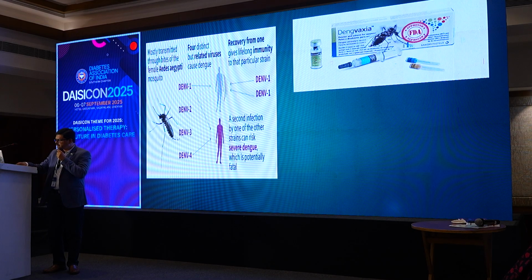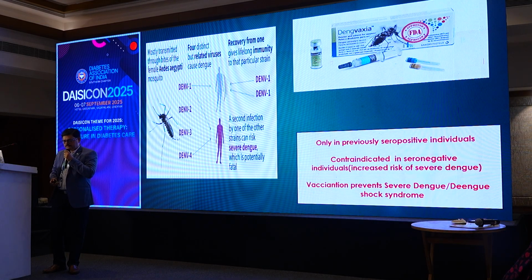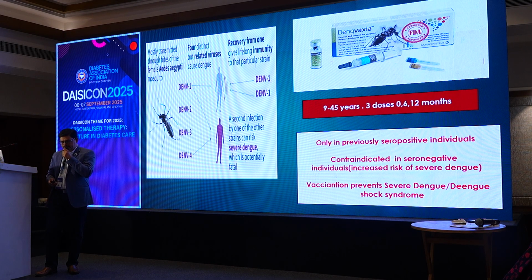So what to do? We should give the vaccine only to previously infected, seropositive individuals. We should not give the vaccine to seronegative individuals, because if they are given this vaccine, it will cause severe DSS. Vaccination prevents severe dengue and dengue shock syndrome in previously seropositive individuals. For ages 9 to 45 years, we can give 3 doses, at 0, 6 and 12 months.